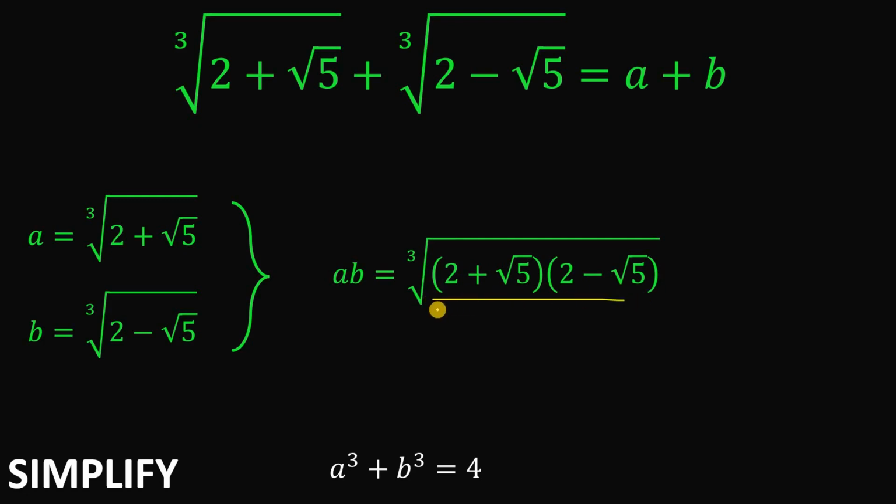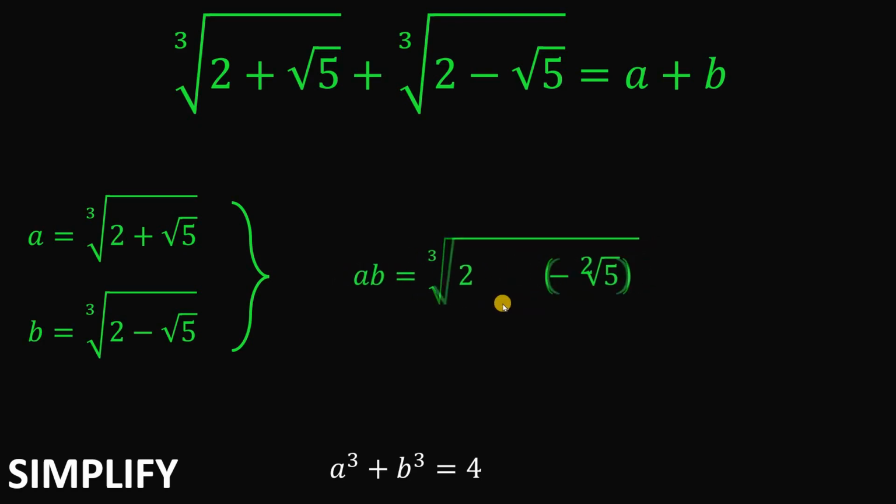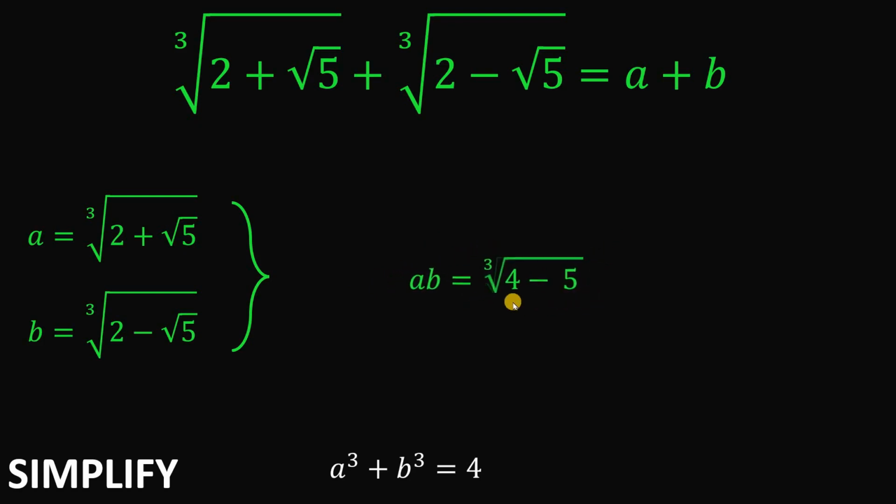Now, notice this product. We have the sum and difference. So we can simplify this as 2 squared minus square root of 5 raised to the power of 2. We know 2 squared is just 4, and the square root of 5 raised to the power of 2 is just 5. Now 4 minus 5 gives us negative 1, and the cube root of negative 1 is just negative 1. So we know that ab is just negative 1.